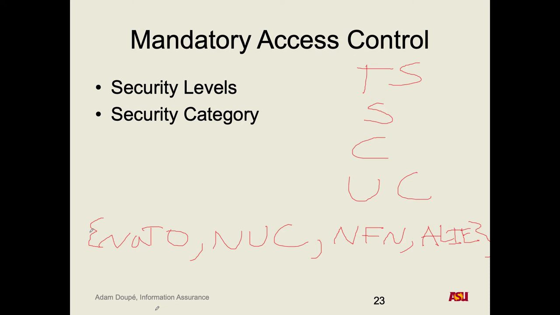So wait, we'll flip it around. So subjects are people, right? So people have some set, and also objects, right? Same way. An object, some piece of data, document, whatever, has a level and then the categories that are associated with that. So then, how do I know if I can read something?